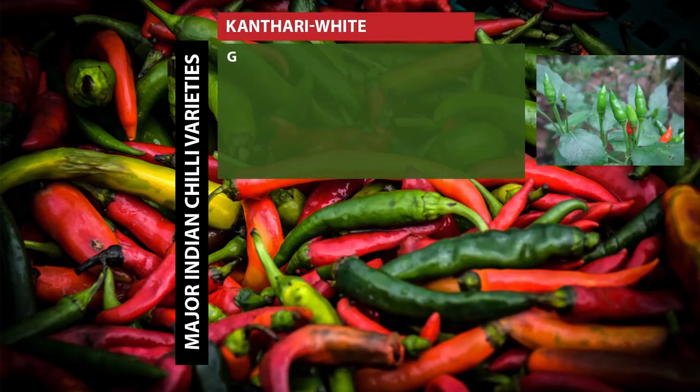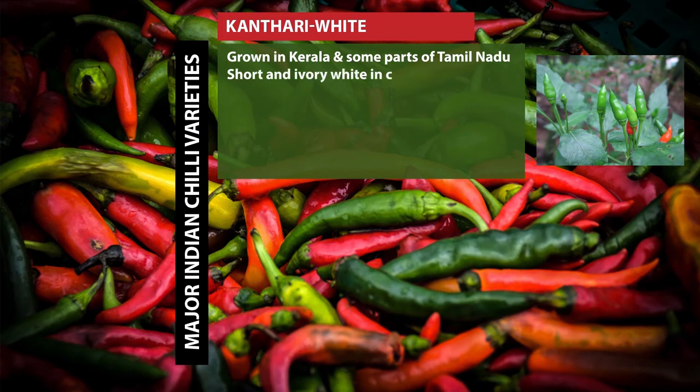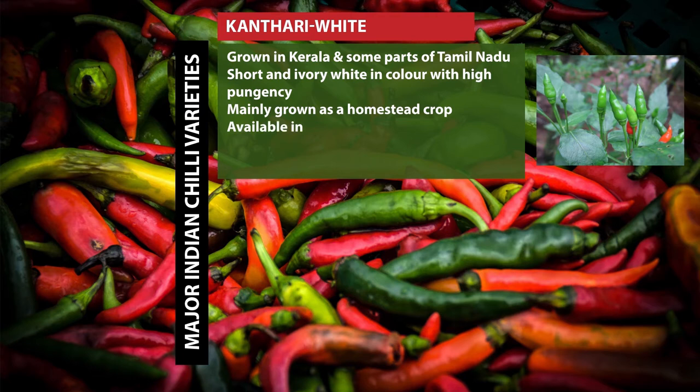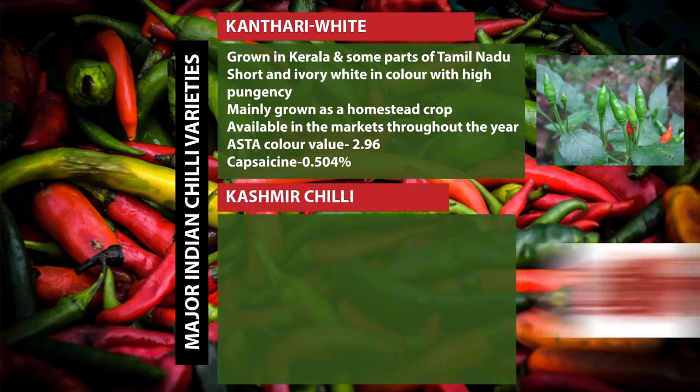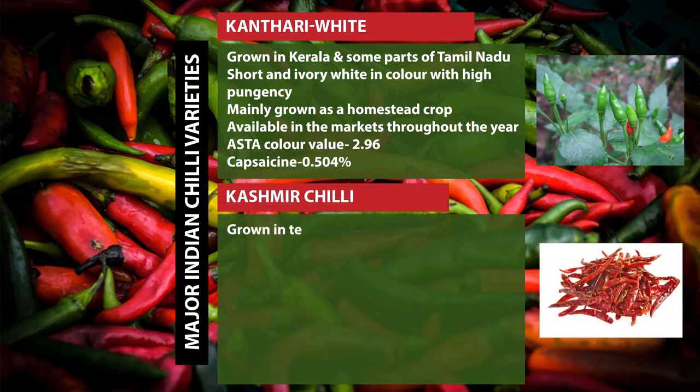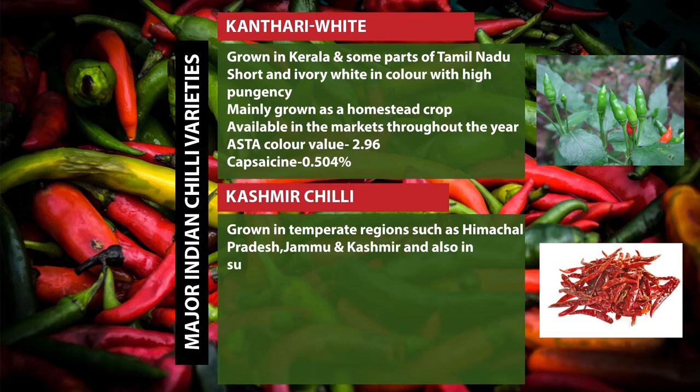Kanthari white, grown in Kerala and some parts of Tamil Nadu. Short and ivory white in colour with high pungency. Mainly grown as a homestead crop. Available in the market throughout the year. ASTA colour value 2.96. Capsaicin 0.504%.